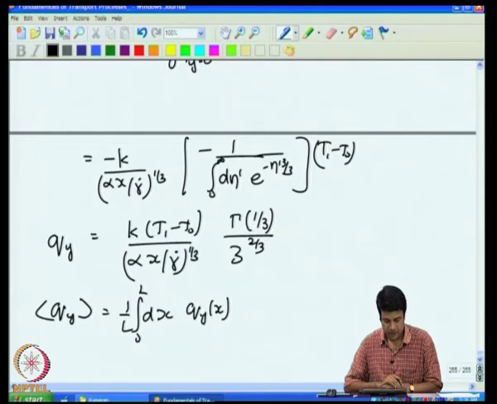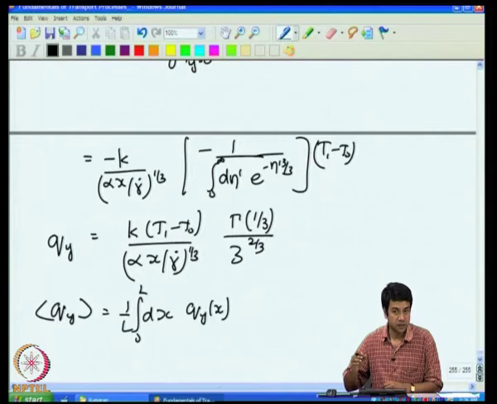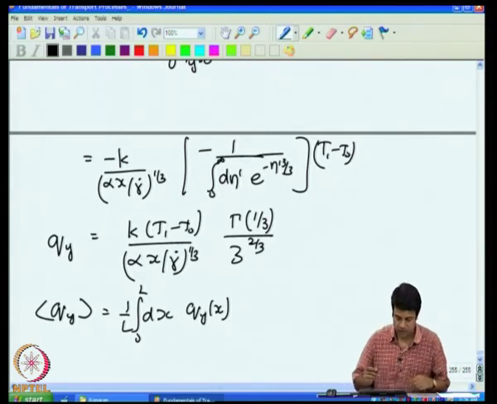So, the heat flux at the surface decreases as you go downstream. That is because the boundary layer thickness is increasing. The flux goes as the temperature difference divided by a length scale. In this particular case, that length scale is the boundary layer thickness. As the boundary layer thickness increases, the heat flux is going to decrease.